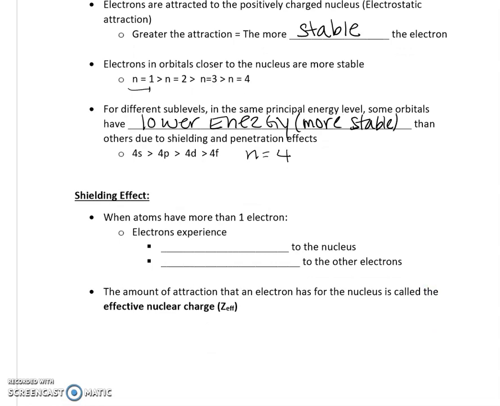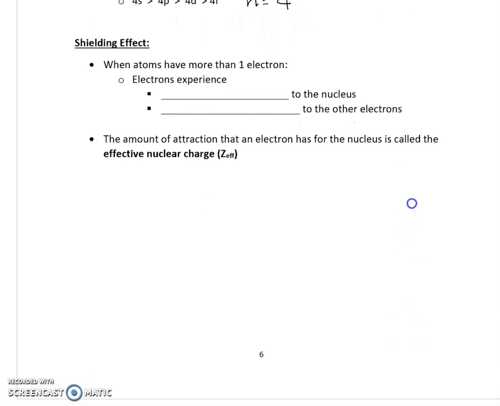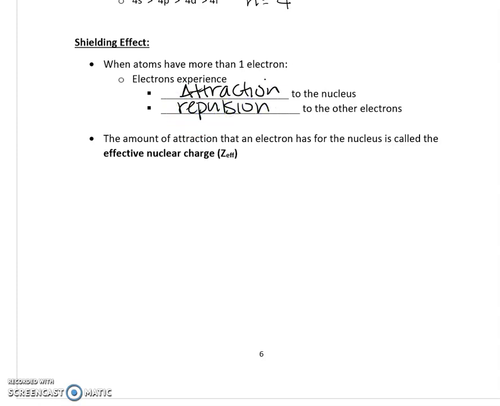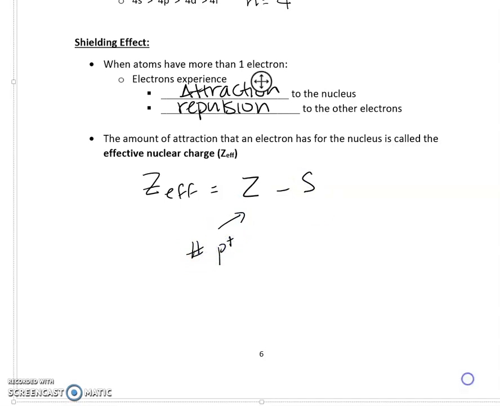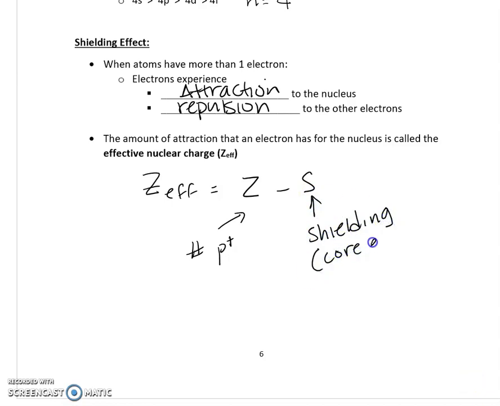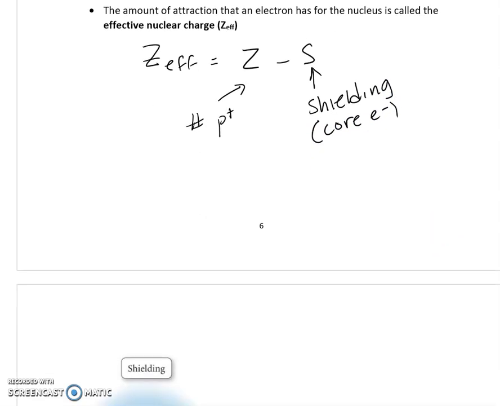Okay, so let's talk about shielding then, because we just talked about shielding a little bit ago. Now, what is shielding? Well, if you have more than one electron, electrons can experience an attraction to the nucleus, while also repulsion with the other electrons near it. Okay, so repulsion to the other electrons. Now, the amount of attraction that an electron can feel, I went over it in the beginning, but it's called the effective nuclear charge, and there's actually a formula for this. So Z effective equals Z minus S. Z is the number of protons. S are what we call your shielding, or the core electrons.